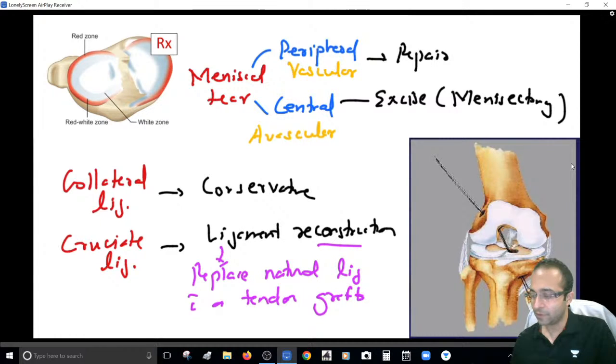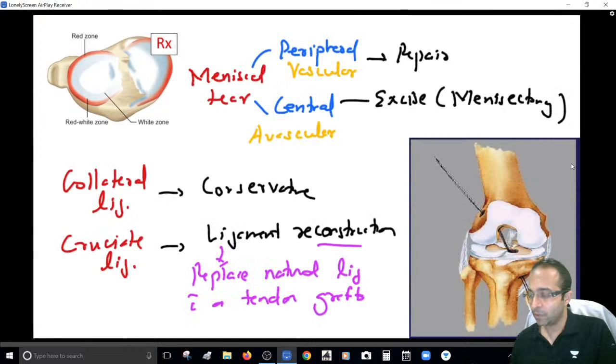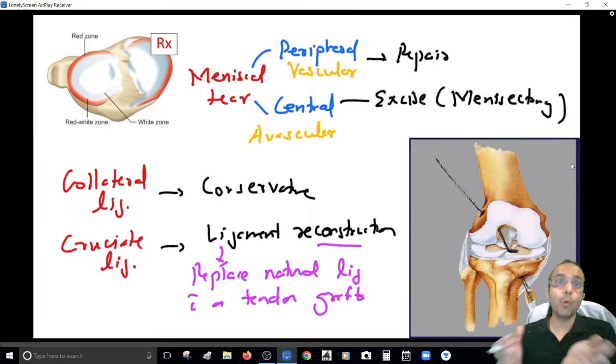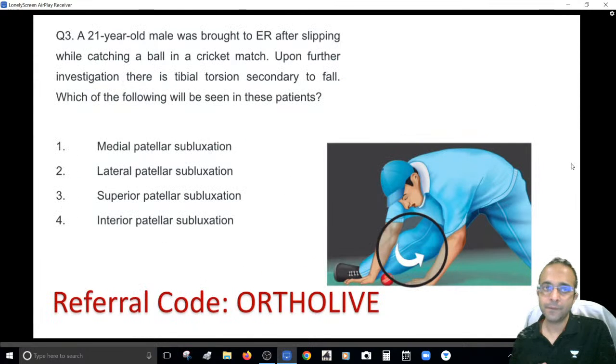So clear why not conservative treatment for a peripheral tear? Okay, because it is vascular, so if you repair it, it will very well heal. Well, a tear at the edge cannot be treated conservatively, because when you walk, you load the meniscus. Meniscus is right in between the two condyles, so keep on loading, it will keep on tearing more. Collateral ligaments are not loaded as you bear weight, so they can be dealt conservatively. Clear enough there? Fine. One last one.